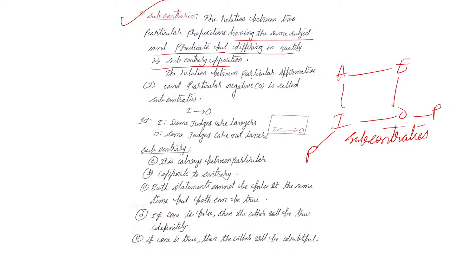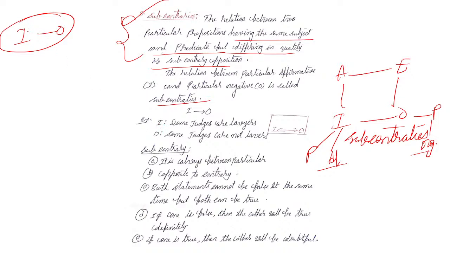This type of question came so many times. For subcontraries, they will ask for the definition: the relation between two particular propositions having the same subject and predicate but differing in quality. Here it is affirmative and here it is negative. They are just differing in quality. These are called subcontrary. The relation between particular affirmative and particular negative is called subcontrary. I comma O. This is a different relation between I and O.